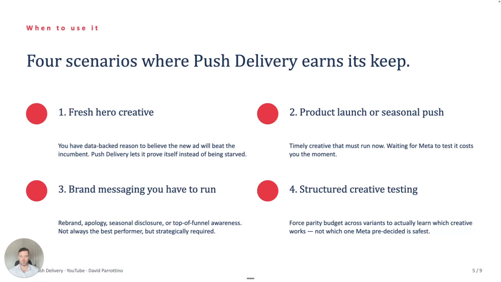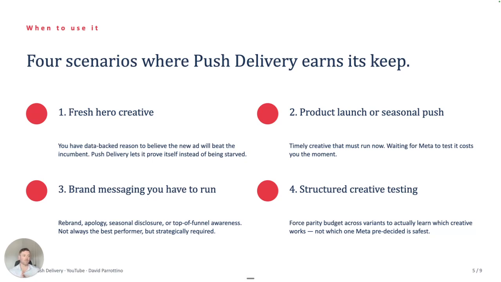Number 2 is a product launch or a seasonal push. Again, if you're a smaller brand and you're still struggling to get out of learning phase and you don't have the budget to get 50 conversions per week per ad set for a new product launch or a new seasonal push, then consolidate and allocate a certain amount of spend to this new offer or seasonal push.